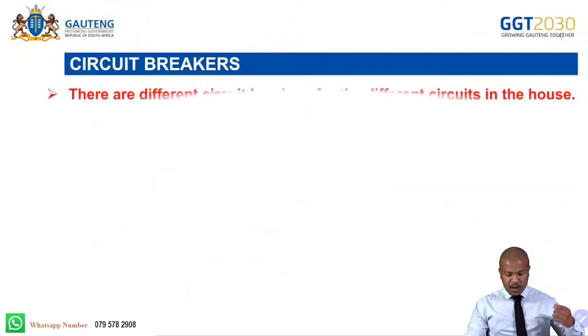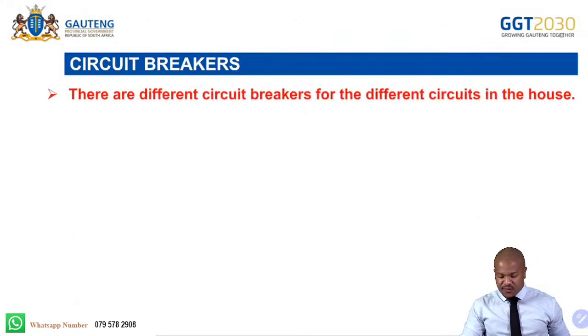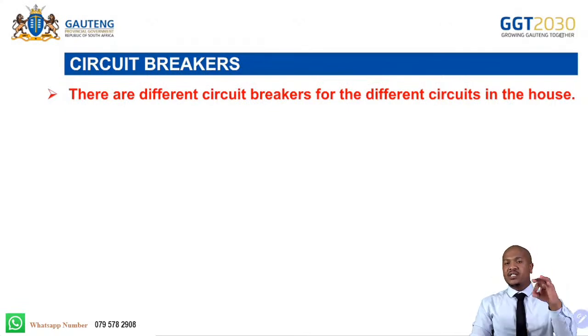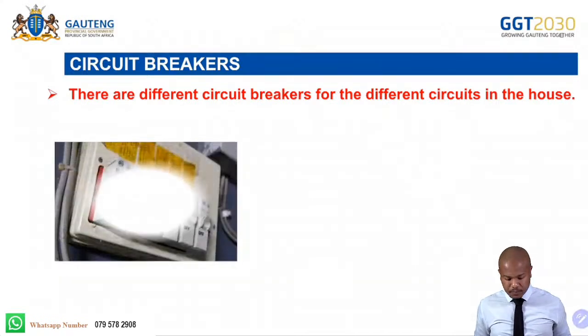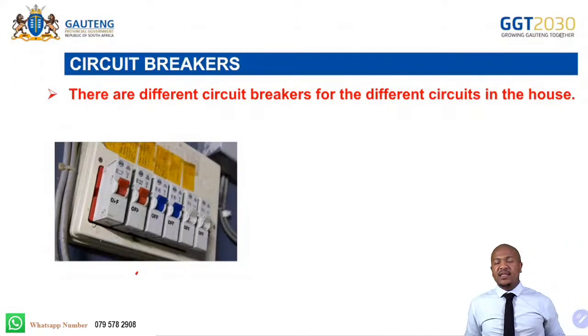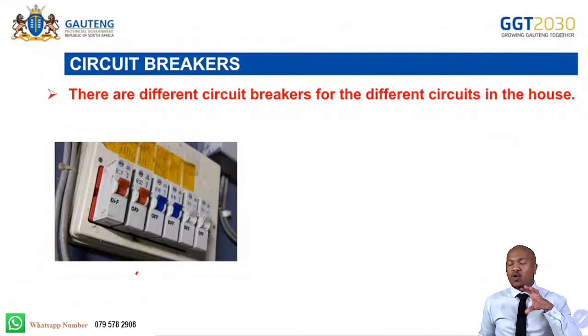There are different circuit breakers for different circuits in the house. If you notice in the house, there is one for the geyser, one for the lights, and one for the wall sockets as well. There are different circuit breakers to control the different amounts of current flowing through the components in the house. We have seen something like this in our houses. This is a circuit board containing circuit breakers.